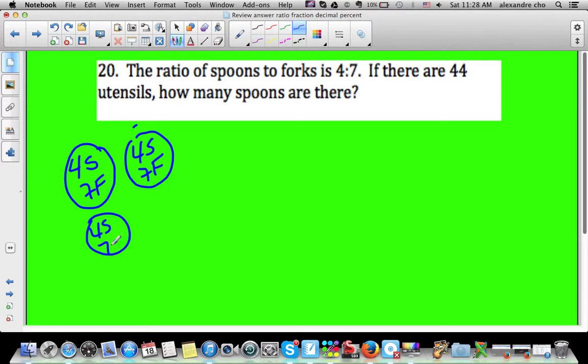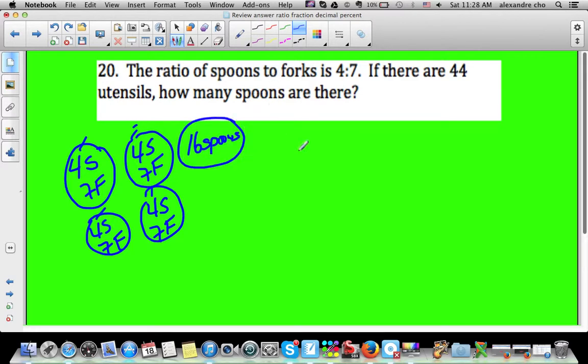4 spoons, 7 forks. And let's see, I have 11 over here, 11 utensils, plus another 11 is 22, plus another 11 is 33, so I need one more. 4 spoons, 7 forks. So, if there are 44 utensils, which is what I have right now, how many spoons are there? Well, easy enough, I just count. There's 4 spoons over here, 8, 12, 16. Final answer, 16 spoons.